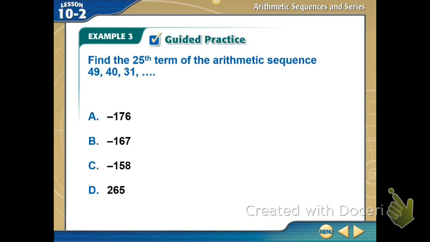All right, now it's your turn. Find the 25th term of the arithmetic sequence 49, 40, 31, and so on. Remember, use your a sub n formula and plug in all the values you know to solve for the unknown. Try it now, pause the video, and then check your work. You should find that the correct answer is B, negative 167.